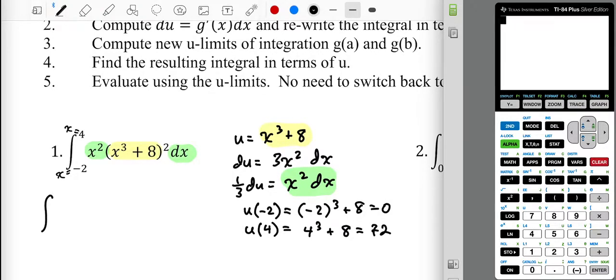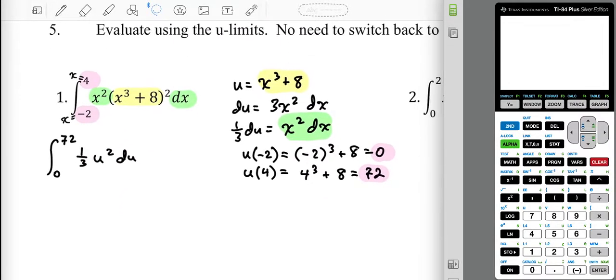So our new bounds are going to replace the old ones. So 0 to 72. Instead of x squared dx, I'm going to have a 1/3 du. And instead of x cubed plus 8 squared, I'm going to have a u squared. So I'm going to write it as 1/3 du, I'll put the u squared in here, and then we're kind of off to the races.